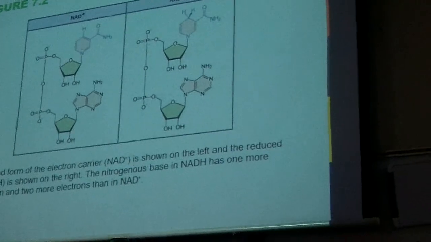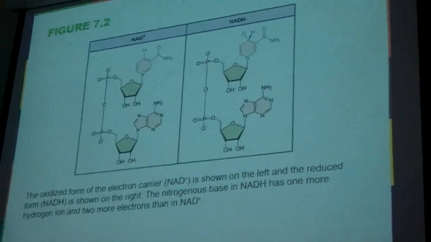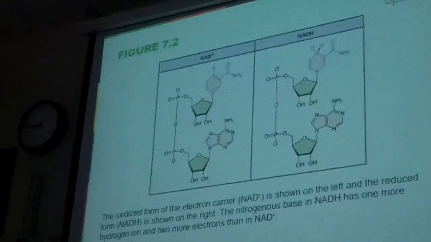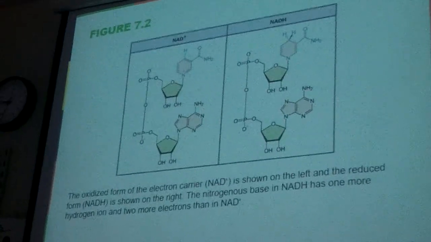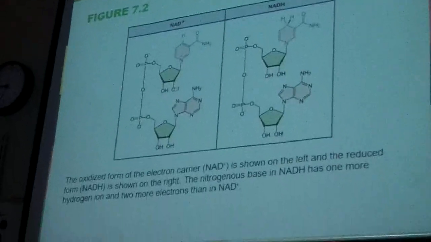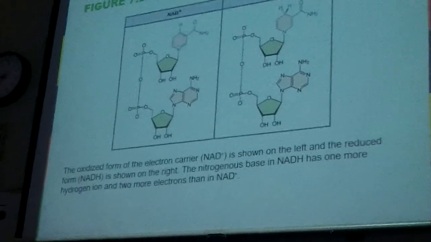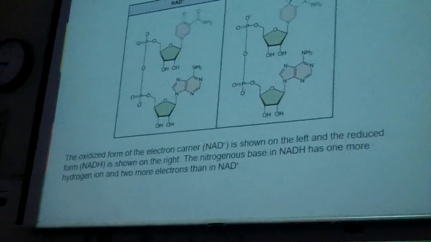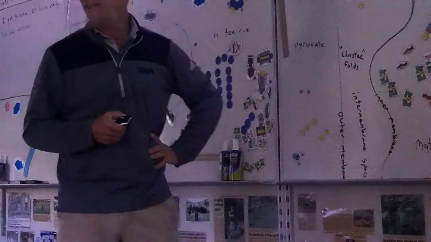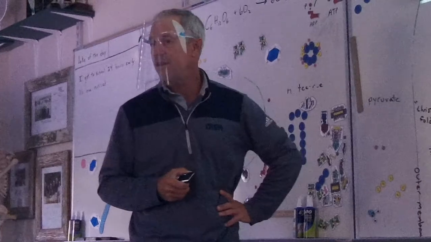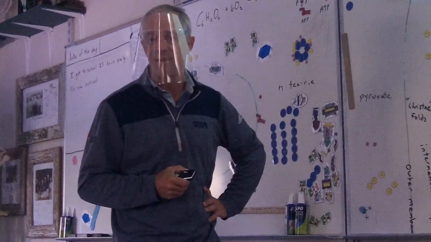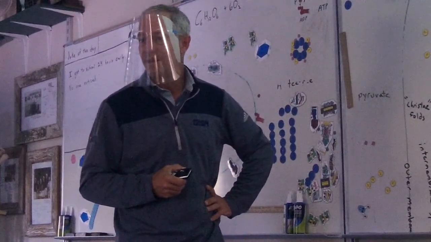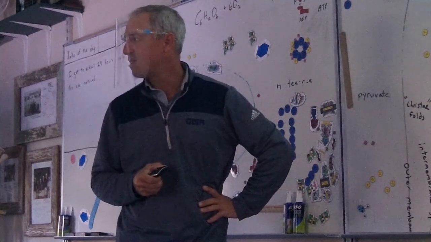ADP. Cholesterol. A base? It looks like a piece of DNA. This is another one right here. Yeah, it looks like a piece of DNA. Good job, Dylan. But what is a piece of DNA called? Nitrogen base. Nucleic acid. A strand.